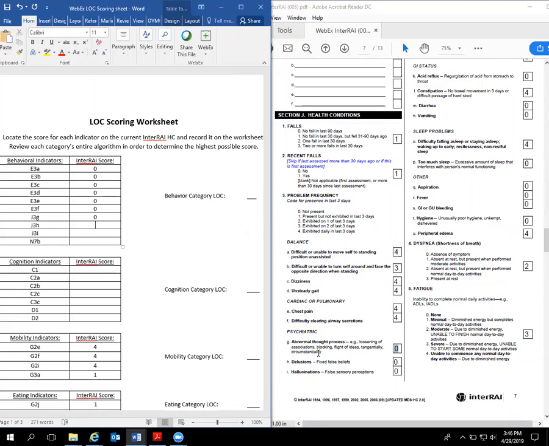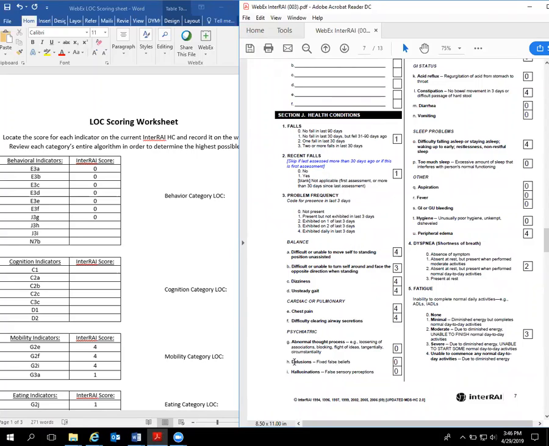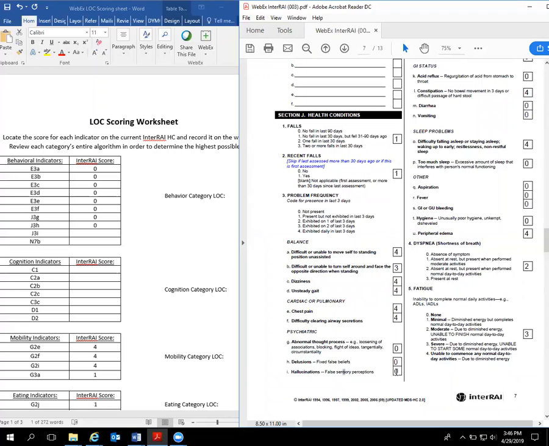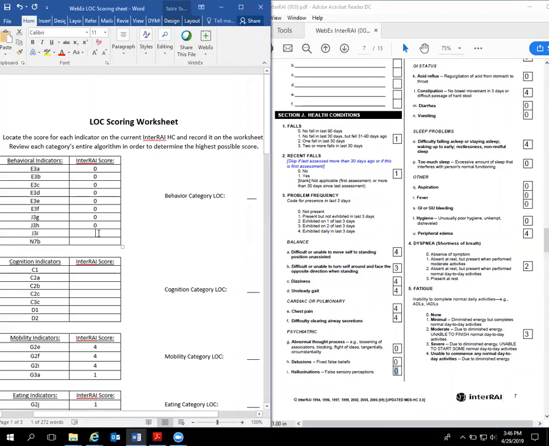The next indicator is J3H, which is here under J3G. The code in that box is 0, so I will put a 0 here for J3H. And the next indicator is J3I, and the code here for J3I is a 0, so I'll put 0 next to J3I on the worksheet.